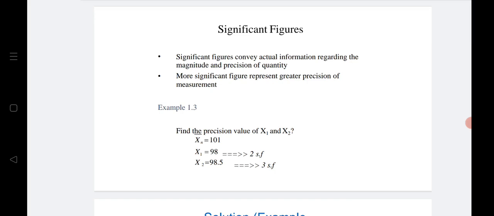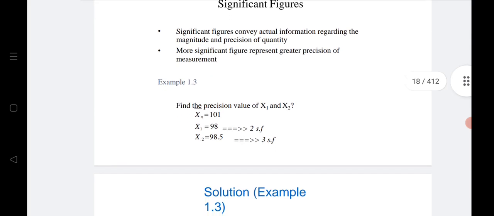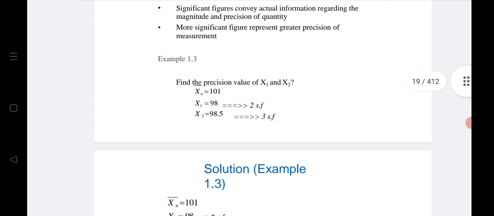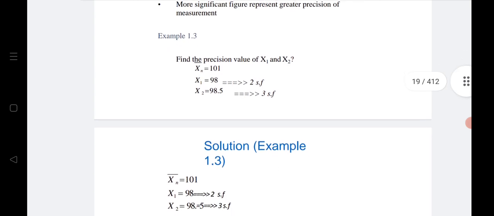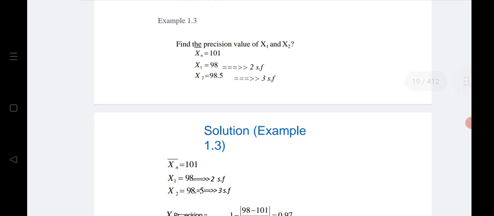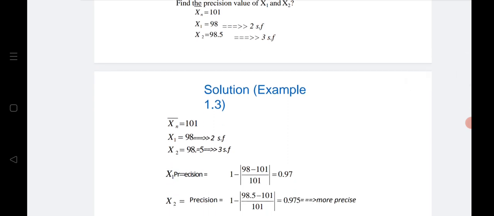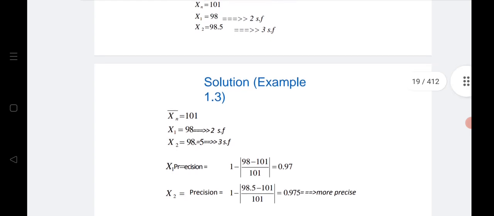For example, let us find the precision for the values x1 and x2. The xn bar, which is the average set of values, is 101. What is x1? x1 is 98. x2 is 98.5. So the first calculated significant figure is 98, and the second calculated significant figure is 98.5. The average set of value is 101.